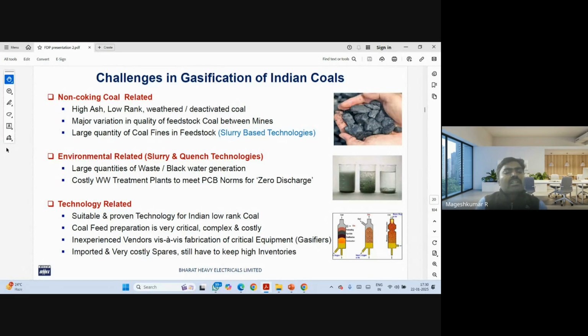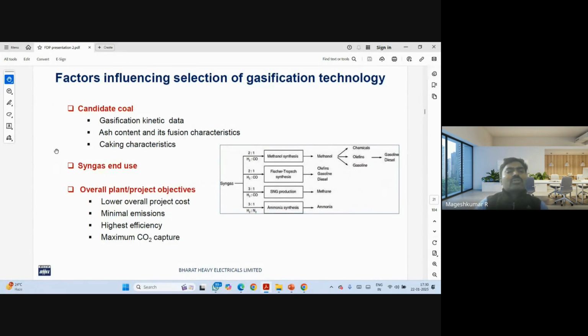Then, technology related: as was notified earlier, it is proven for low rank coal. The coal feed preparation is very critical and complex with respect to the others. That is not the case with the pressurized fluidized bed gasifiers. So these are the technical parameters for how to operate to generate syngas.